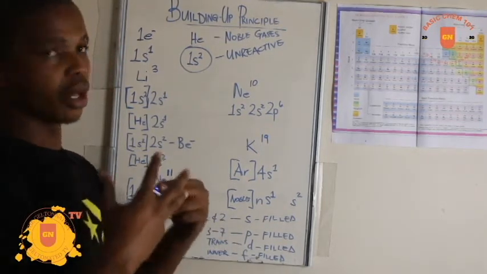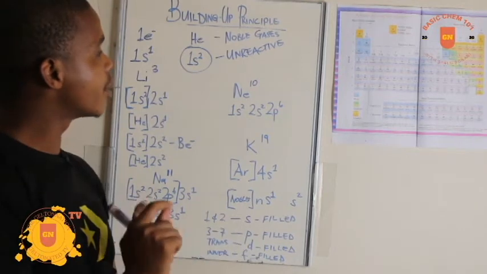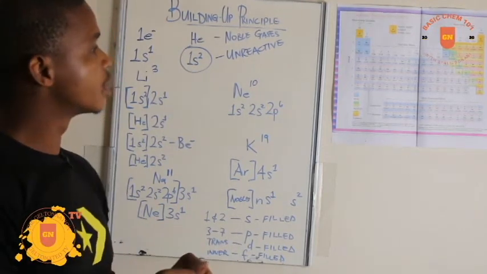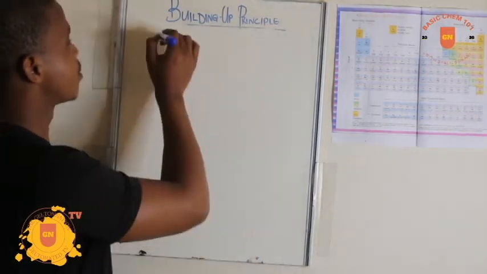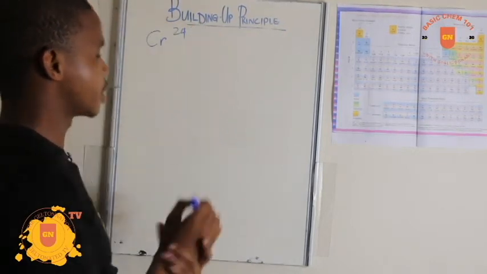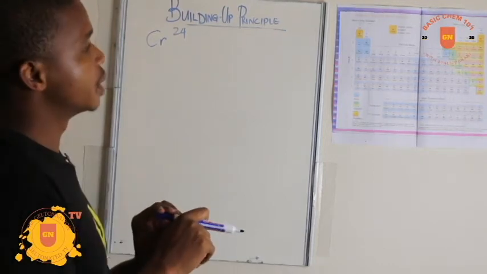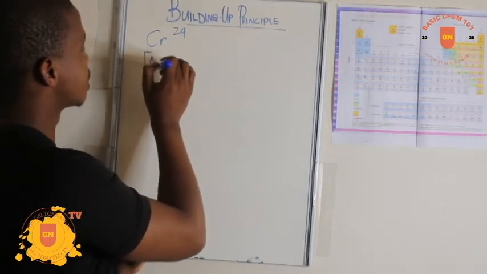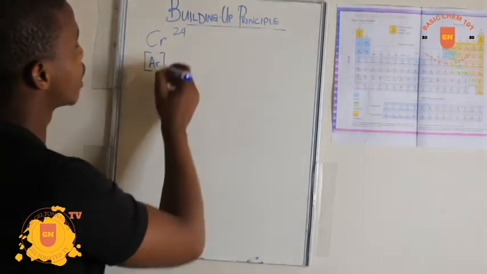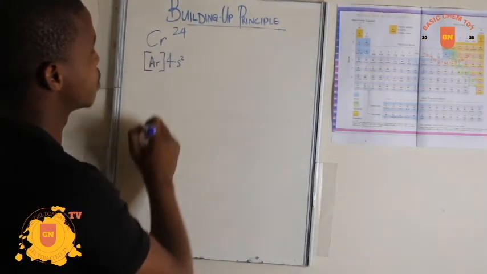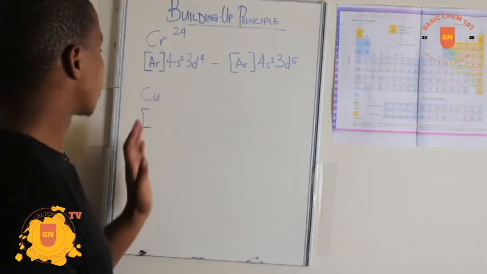So this you will all know because you understand the building up principle. But there are only a few exceptions to the Aufbau principle. Let's talk about it. So if you look at chromium, it has 24 electrons. So if you do your electron configuration, you would write this as argon, and then you have 4s2, and then you have 3d4.